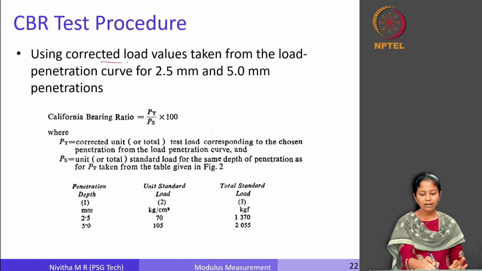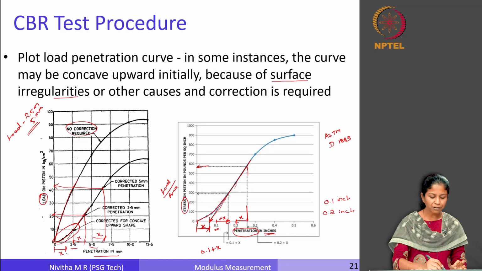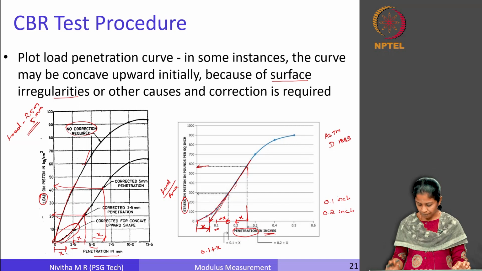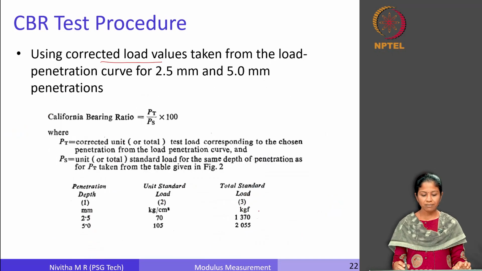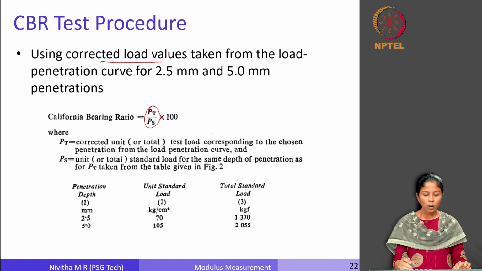You use the corrected load values you take from the load penetration curve. You should remember that if you have a trend like this, there is no need for any sort of correction, you can directly use the values; otherwise you have to carry out the correction. Once you arrive at the corrected values, you can compute the California bearing ratio or CBR, which is a ratio of PT by PS.